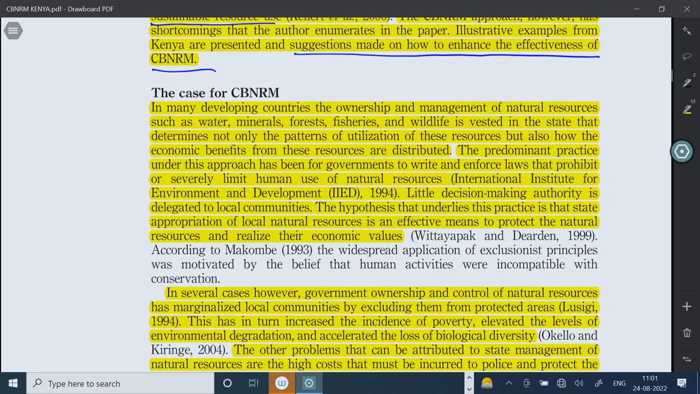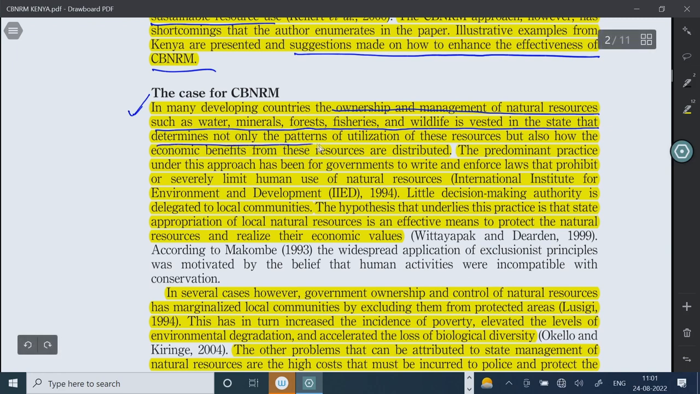Now, let us see how in Kenya they face issues with natural resource management when it is free for the public and when the government decided to take it under their jurisdiction. Both aspects will be discussed. Now, in many developing countries, you will find that the ownership and management of natural resources like water, minerals, forest, fishery, wildlife is vested in the state, meaning with the state government.